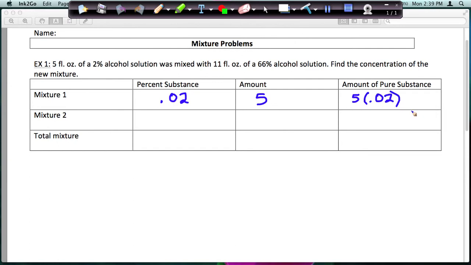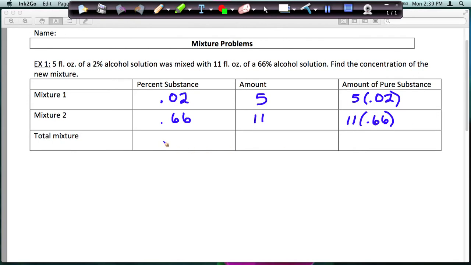For mixture 2, I'm going to go ahead and set up the table the same way. This percentage is 66%, so 0.66. And the amount that I have is 11 fluid ounces. So my amount of pure substance is 11 times 0.66. And I'll do that multiplication in a minute.